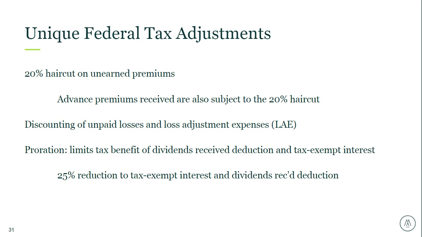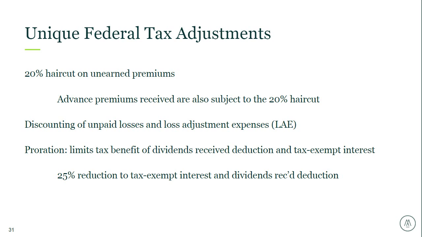There are some unique federal tax adjustments when you're dealing with any insurance entity, and captive insurance is a form of insurance. We call this the 20% haircut on unearned premiums. It's really a 20% adjustment for the year-over-year change in unearned premiums. Advanced premiums received are also subject to that 20% haircut.